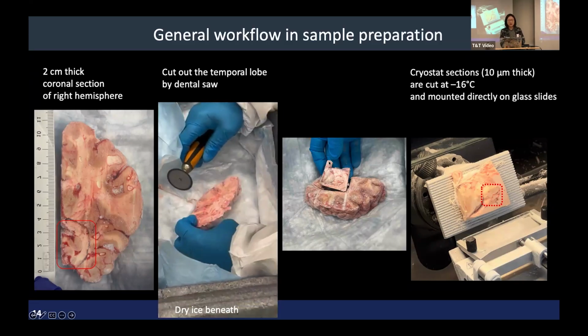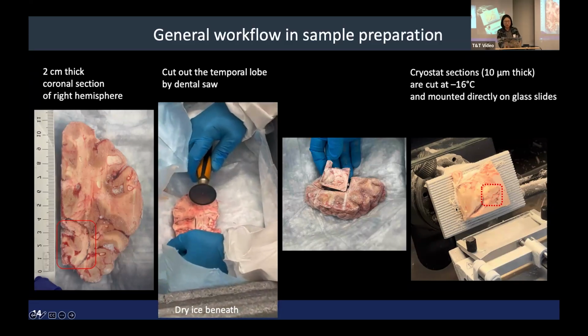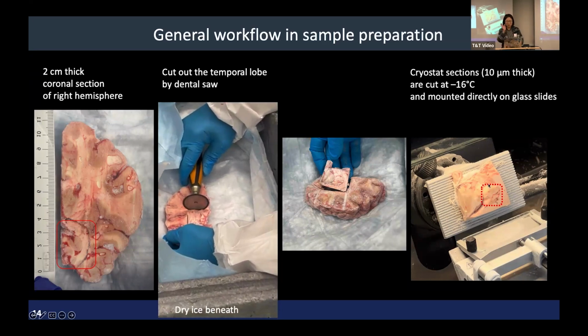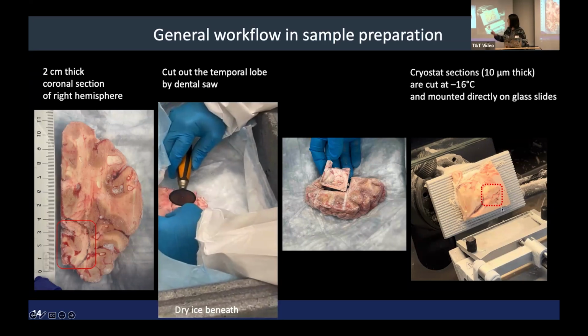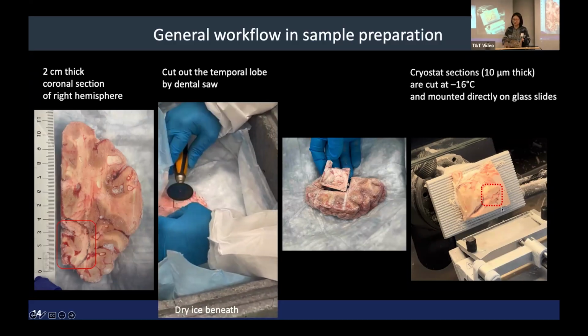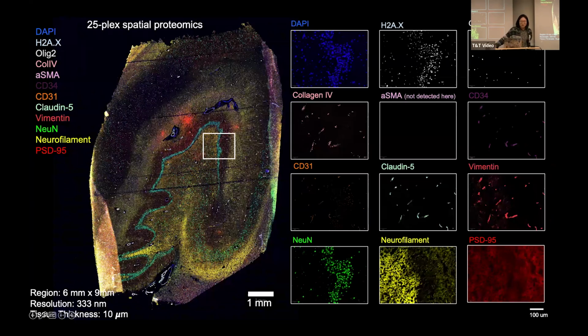So after we cut the entire temporal lobe, we don't do any OCT embedding. We just mount it in the cross section, and then we section and collect the center, which is the hippocampus here. It's around 1 centimeter by 1 centimeter. And then we perform the spatial proteomics. What spatial proteomics can do is stain multiple antibodies at the same time. And this is so far the best method to construct the single cell atlas in the human brain.